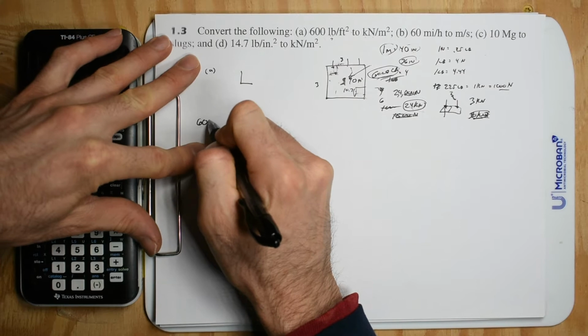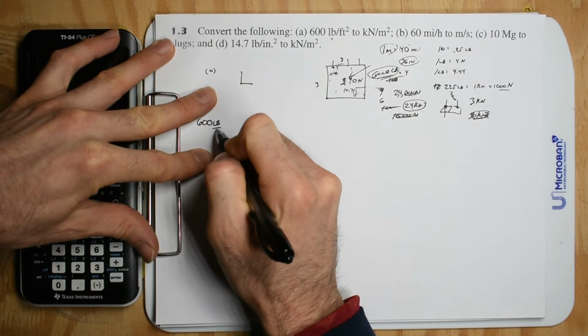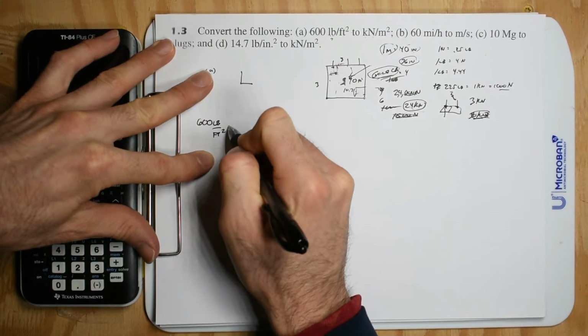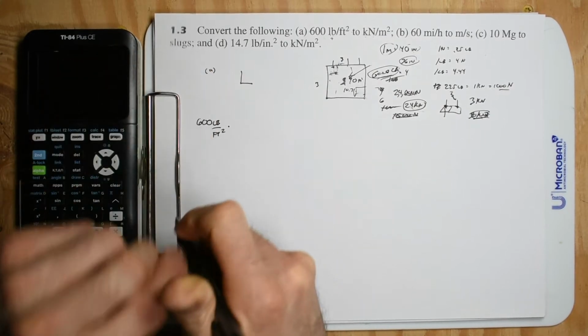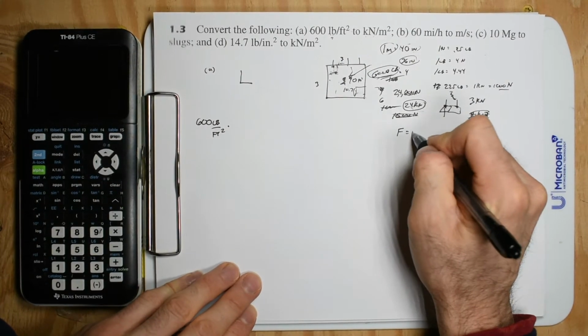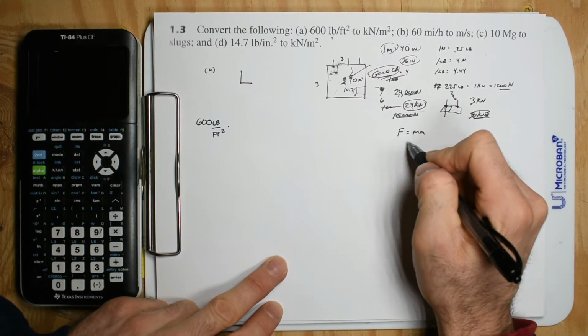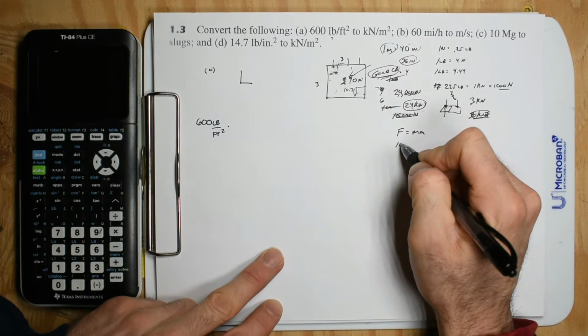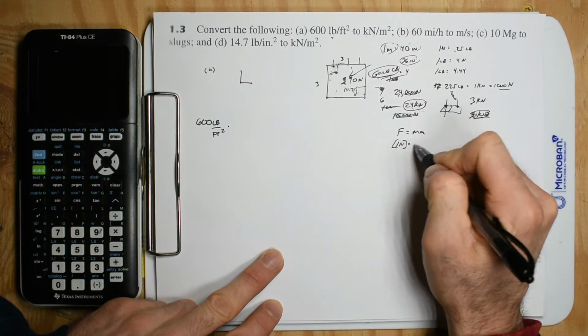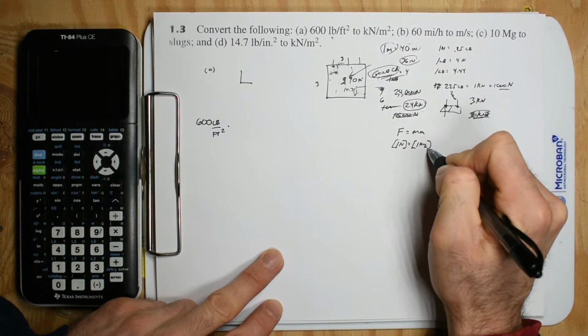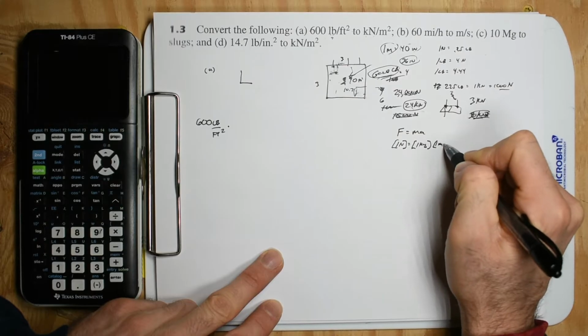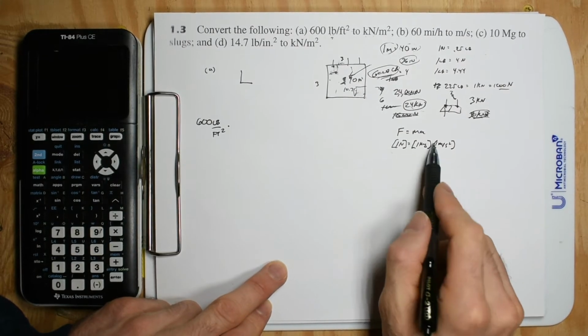We're going to go 600 pounds per foot squared. And then we're going to do this: F equals MA. And we're going to say that 1 newton, in units, is 1 kilogram meter per second squared. You know what I mean? The units is the equation.